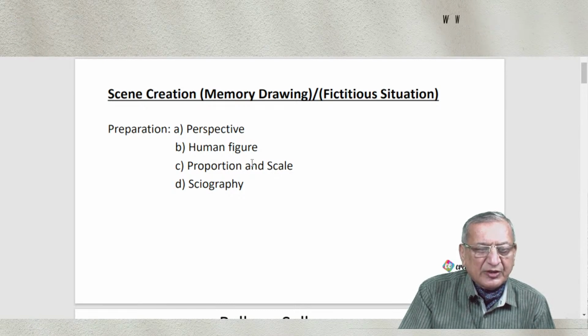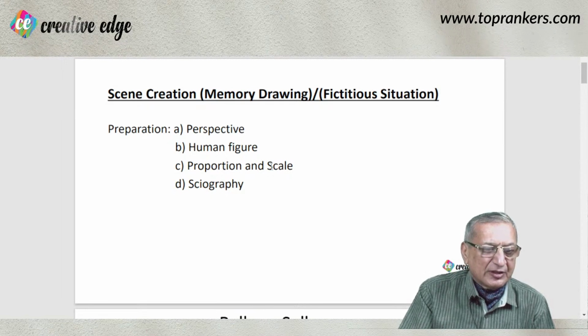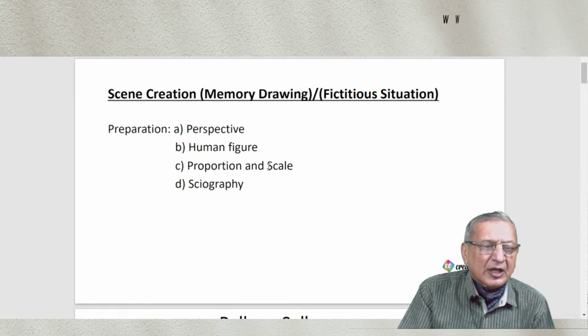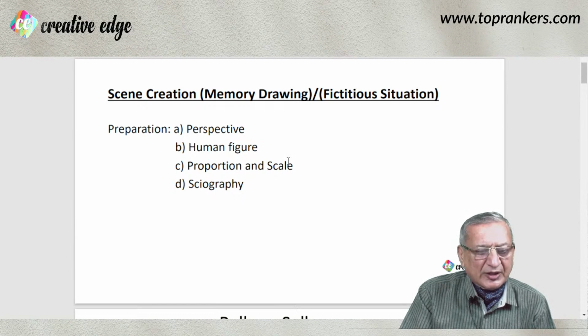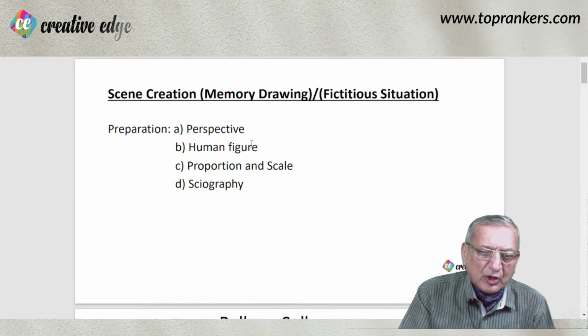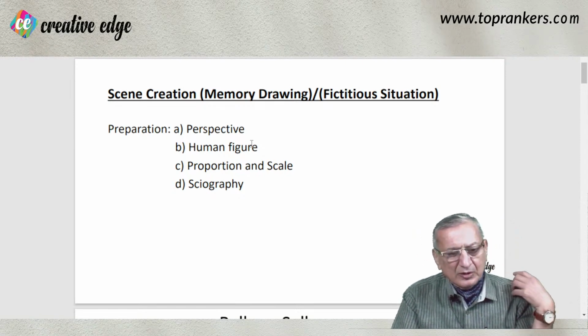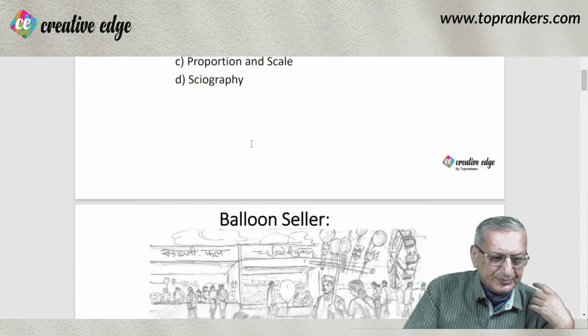Proportion means what is my height, what is my width, what is the depth of any element. Whereas scale is the comparison of one body to another. The scale may be a comparison of a window to the door, that means one object to another. Proportion is what is the length of the door, what is the width of the door. Likewise, sciography is the science of light, shade and shadow.